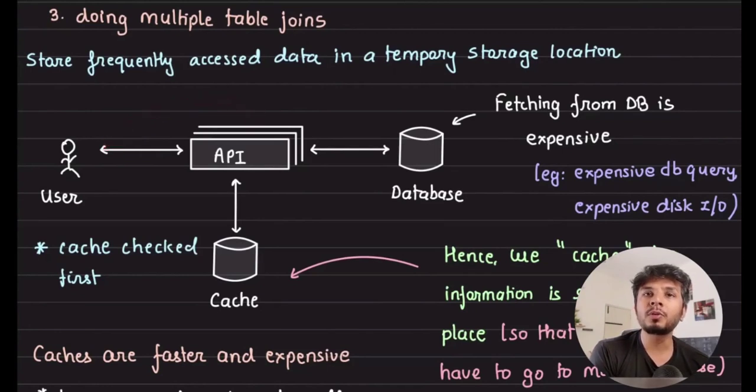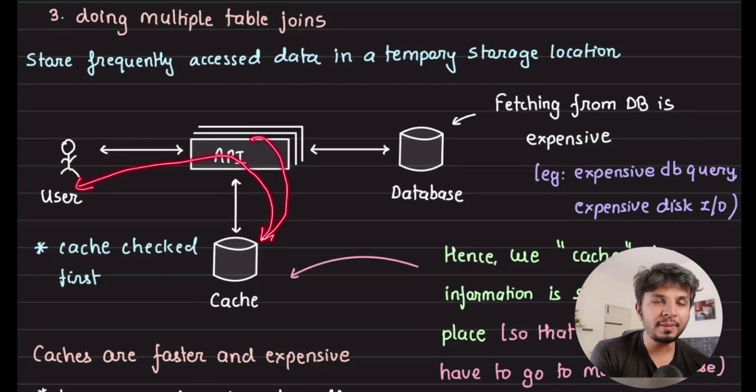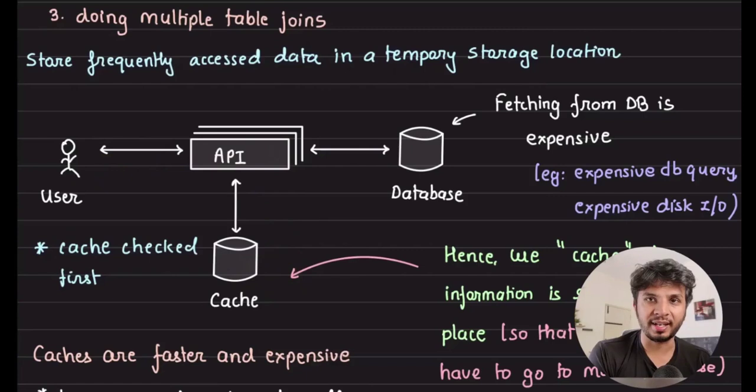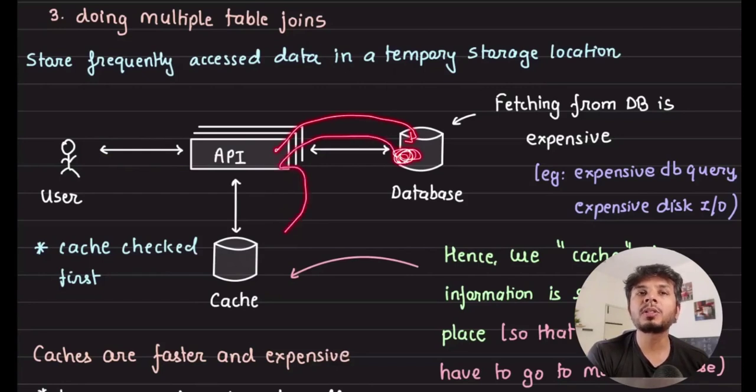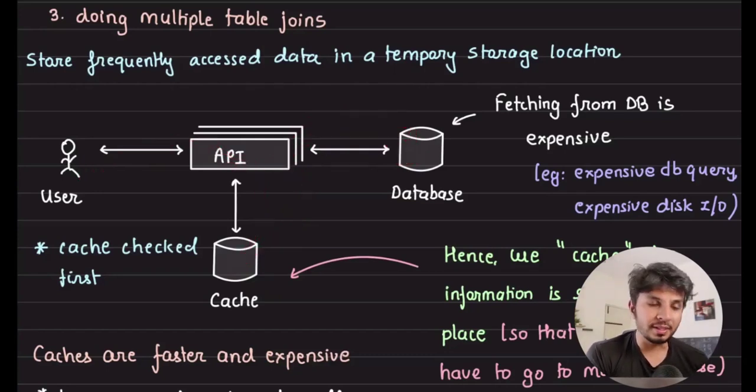What would the API server do? It would first check the cache to see if it has the data or not. If the cache has the data, good enough, we send it back to the user, right? The cache has everything which is frequently accessed and pre-computed, and it is very fast to access. If the data is not there, the API server makes a call to the database, fires an expensive query, gets the response, puts it into the cache, and sends it back to the user. This way our cache is always updated, and that is another advantage that we get.